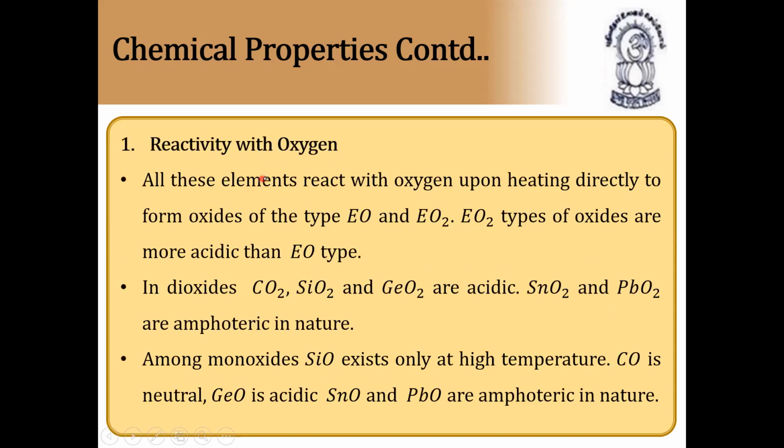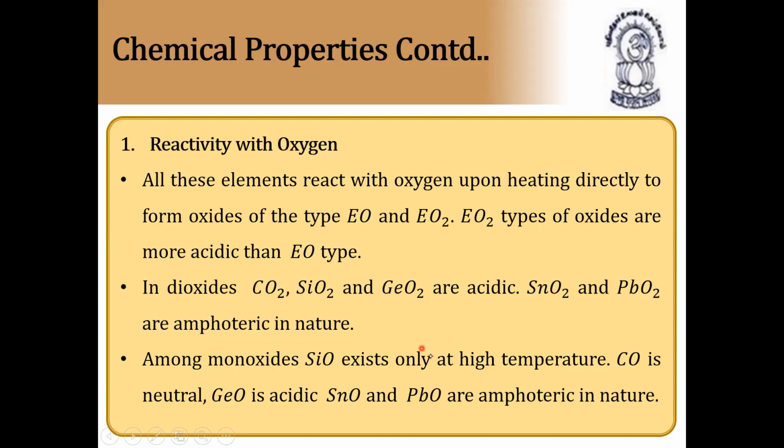Next, chemical properties. Germanium, tin and lead can show two different oxidation states, that is plus 2 and plus 4. These elements in plus 4 oxidation state behave as oxidizing agents, whereas in plus 2 state they behave as reducing agents. So germanium, tin and lead in plus 2 state are reducing agents, and in plus 4 state they are oxidizing agents.